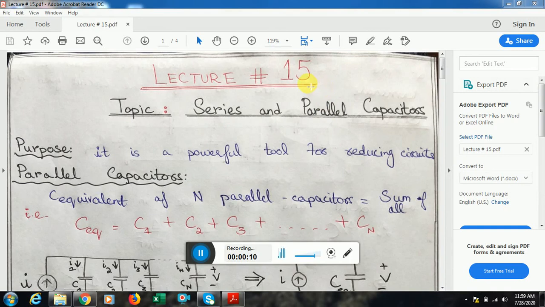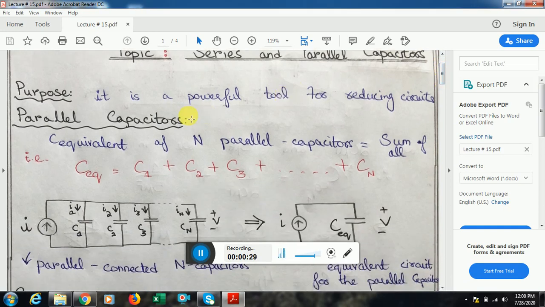Today we are going to study series and parallel capacitors in a circuit, and how we can sum up or take the equivalent of the capacitances to reduce the circuit and therefore reduce the complexity of the given network in any problem. Whenever we have capacitors in parallel, the equivalent is taken as the sum of all the individual capacitors in the network.